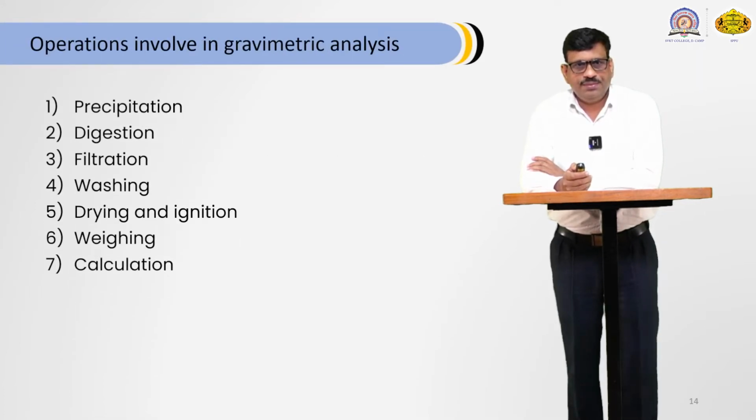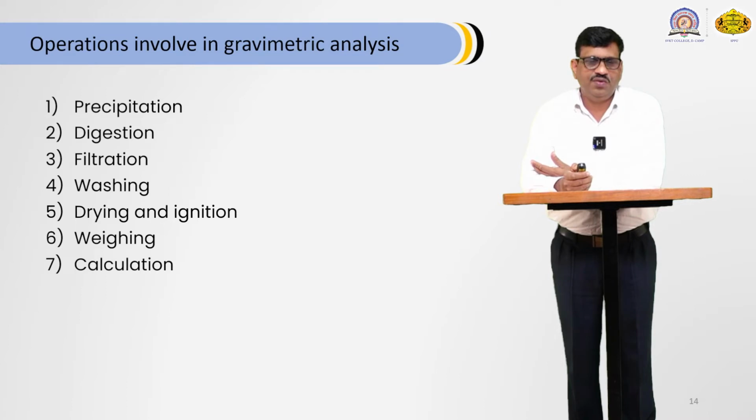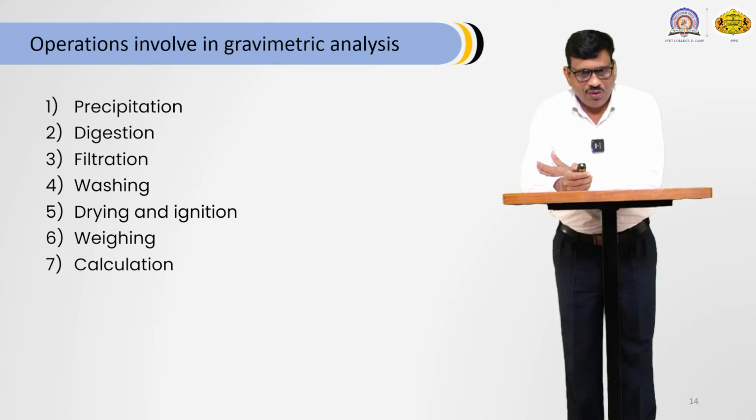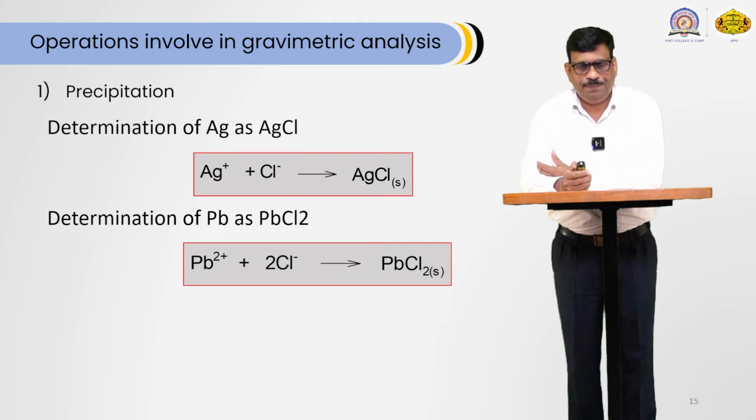Now, these are some operations that are involved in gravimetric analysis. First operation is precipitation. In gravimetry, we want to prepare precipitate. Then second operation is called digestion. Third operation is filtration. Fourth is washing. Fifth, drying and ignition. Sixth is weighing, and seventh is calculation. We are going to see all these operations in detail. Let's see first one, precipitation.